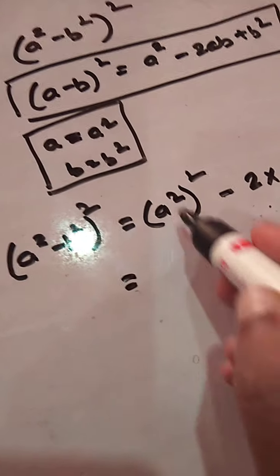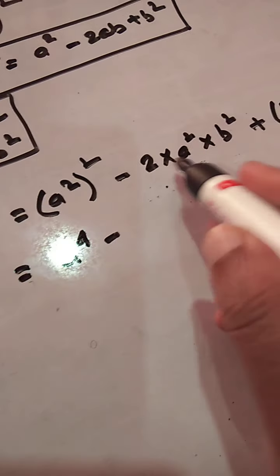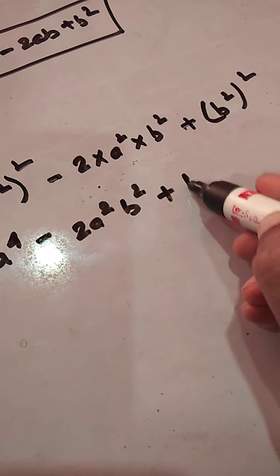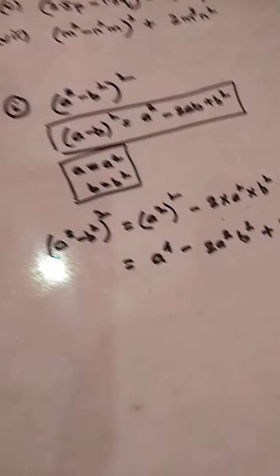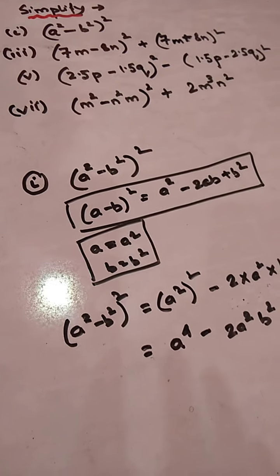Now let's solve this. The value of this would be a to the power 4, minus 2a square b square, plus b to the power 4. So this is the final answer of sum number 1. Fine. So let's move on to sum number 3.